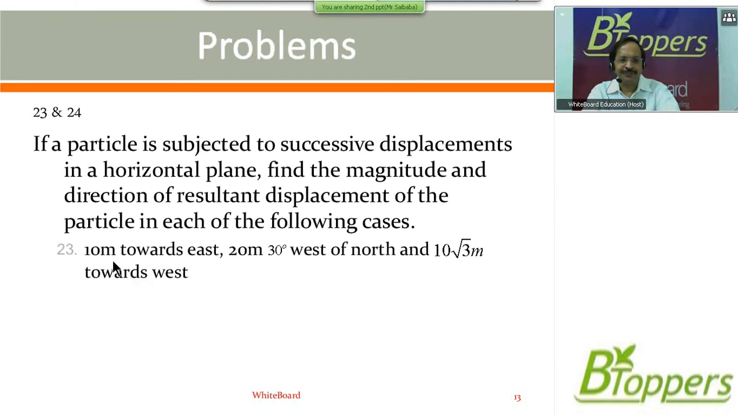Question number 23, 10 meter towards east, 20 meter 30 degrees west of north, and 10 root 3 meter towards west. That means the particle first moves 10 meter towards east. Next it moves 20 meters in the direction 30 degrees west of north. And finally it moves 10 root 3 meters towards west.